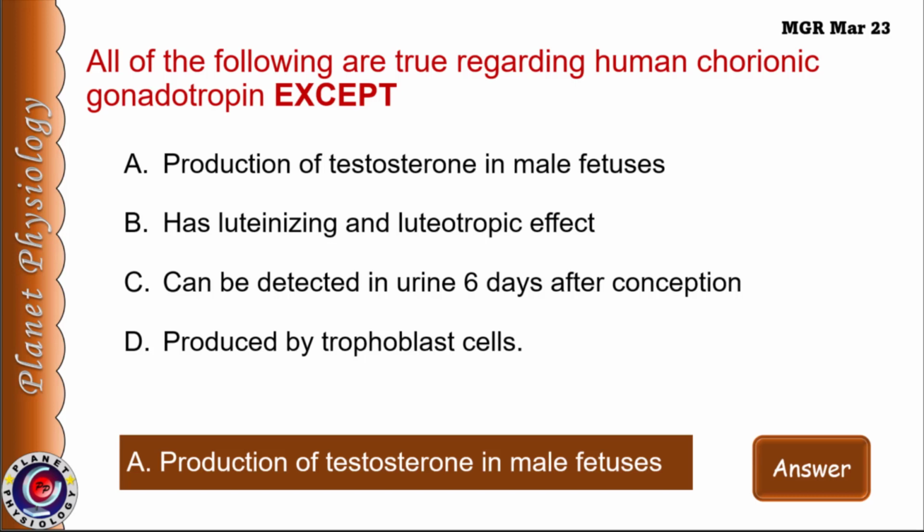HCG is produced by trophoblast cells after implantation and it can be detected in urine as early as 6 days after conception, making it a valuable marker in pregnancy testing. HCG has luteinizing and luteotropic effect which support the corpus luteum and help maintain early pregnancy.